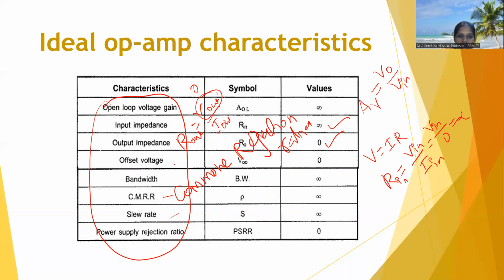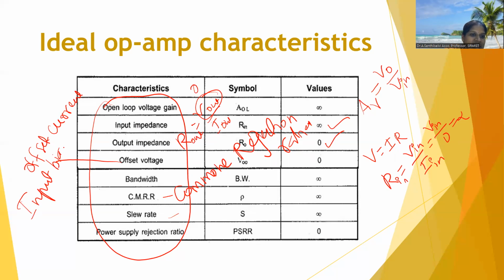Then what is the offset voltage here? The offset voltage is the voltage difference between the two terminals, the inverting terminal and the non-inverting terminal. The other parameter is offset current. What is offset current? Offset current is the current difference between the inverting terminal and the non-inverting terminal. Another one is the input bias current. It is also one of the electrical parameters. Input bias current is the average current flowing in the input terminals, the inverting terminal and the non-inverting terminal.